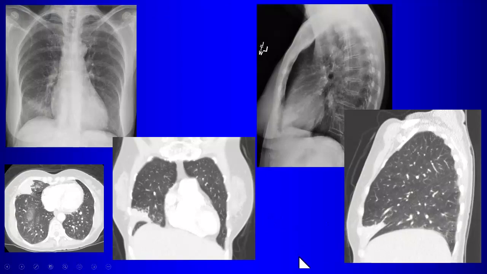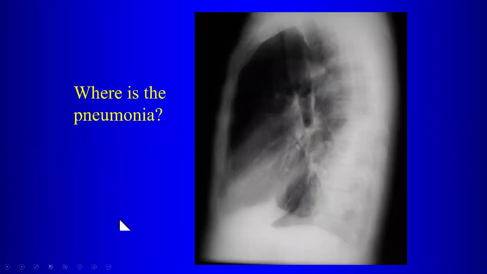So when the opacity overlies the heart like that on the lateral view, think right middle lobe or lingula, and then of course you go back to the frontal. I could tell you where it is. All right, so this one's a little bit tougher. Only on the lateral view, you have to tell me where the pneumonia is.